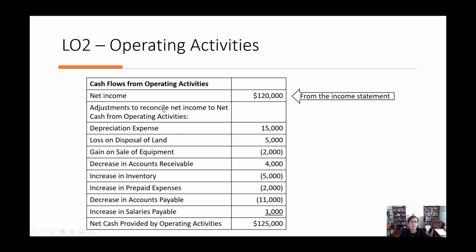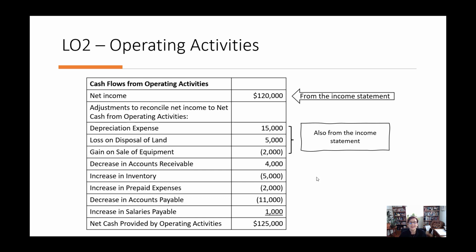Then remember we said we adjust net income to net cash from operating activities, and we have 3 items here that come from the income statement that affect cash differently than they affect net income. Let's start with depreciation expense. Depreciation expense reduces your net income, right? You subtract it to get to your net income. But depreciation expense doesn't use any cash, so we add it back again. All right, we say, okay, well, we took out the depreciation expense from net income, but it doesn't use cash, so let's add it back again.